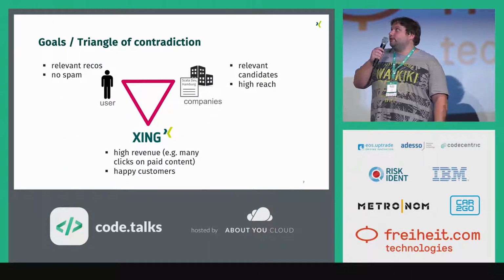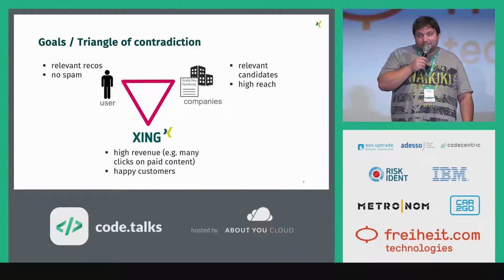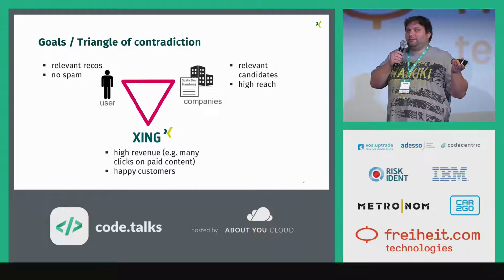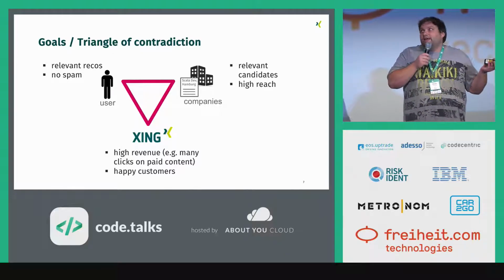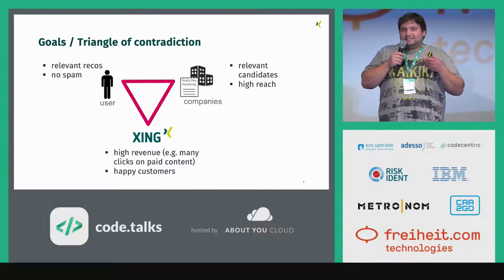Okay, then let's look at something that we like to call the triangle of contradiction. So we have basically 2 customers, as I've already mentioned. We have the users and the companies. And then the third entity in this triangle that you see is us, is XING.